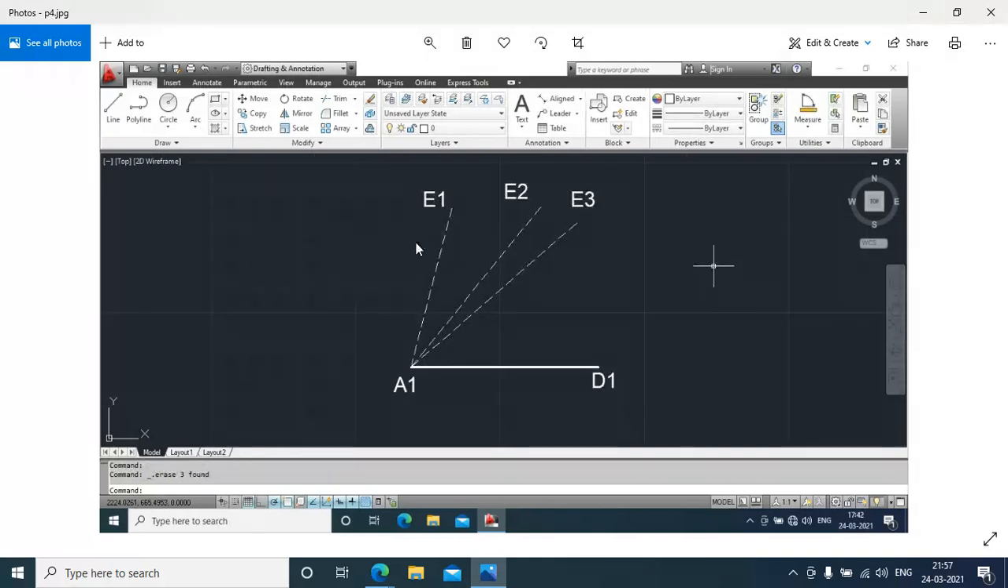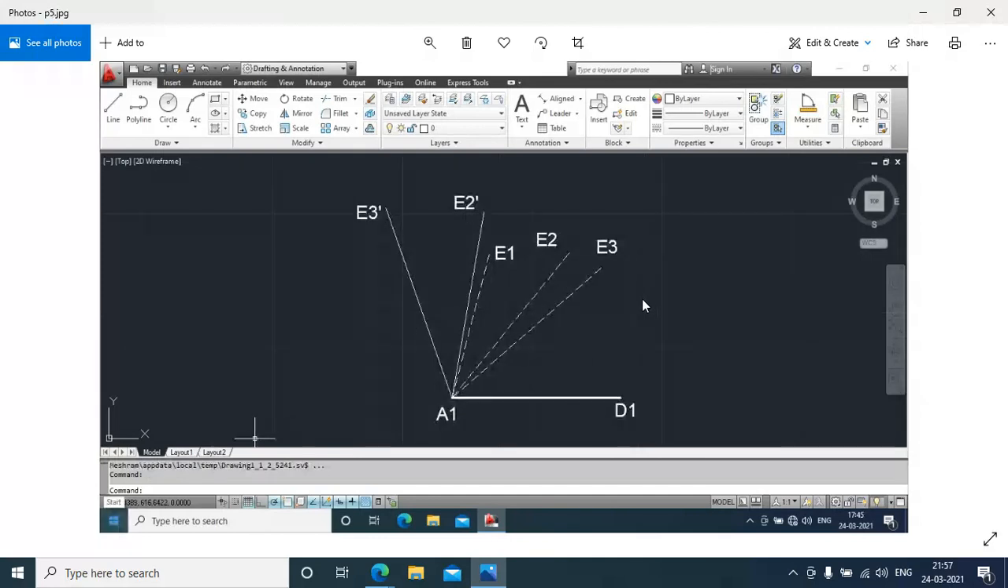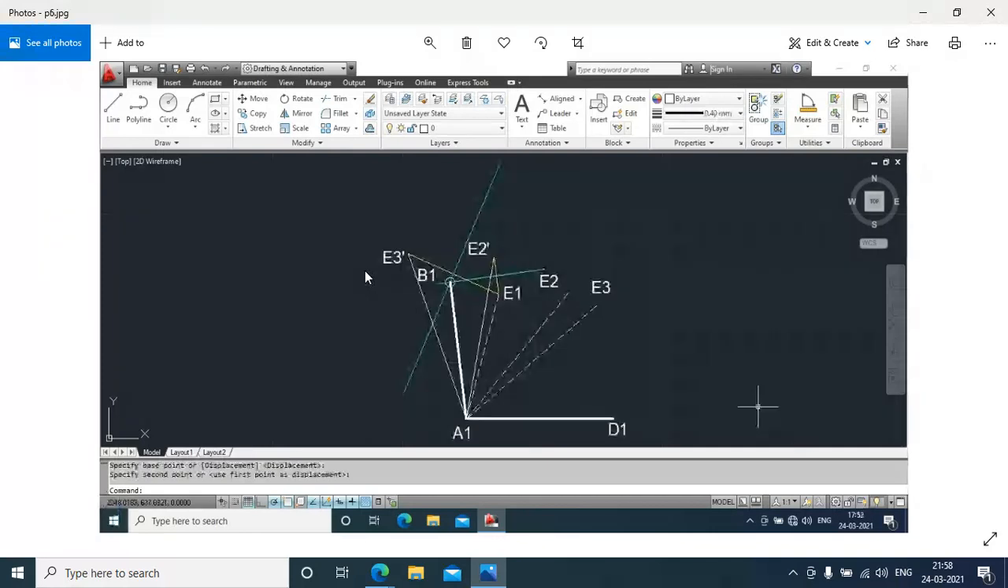Now we have plotted the coupler points E1, E2, E3 according to the data given in the problem. Now we have rotated A1 E2 by an angle of 30 degrees in anti-clockwise direction to get A1 E2 dash, and we have rotated A1 E3 by an angle of 70 degrees in anti-clockwise direction to get A1 E3 dash. Now we have joined the points E1 E2 dash and E1 E3 dash.